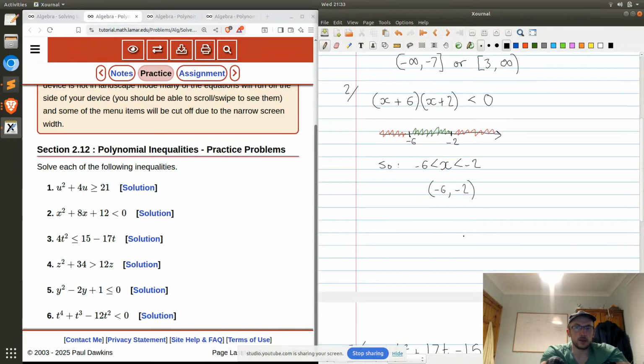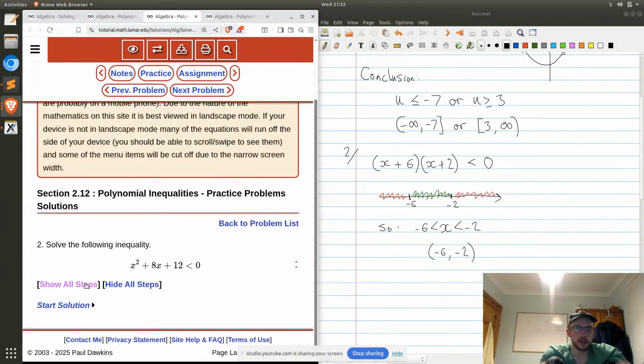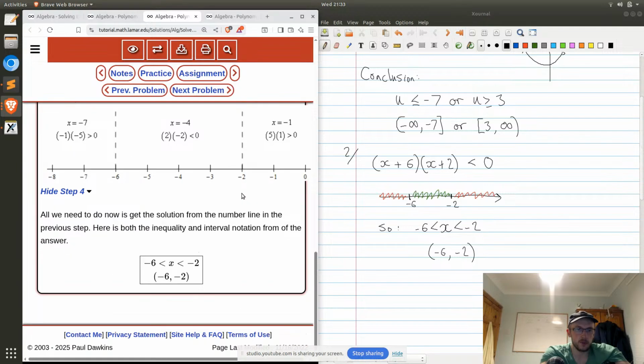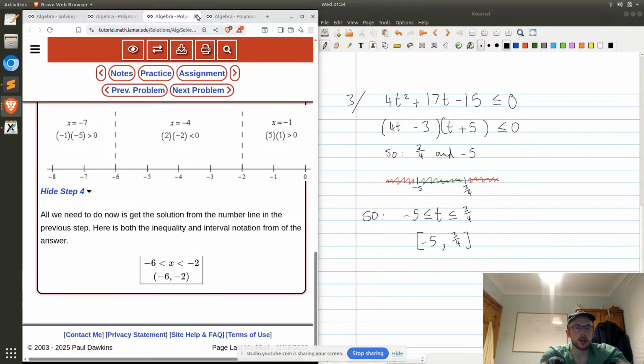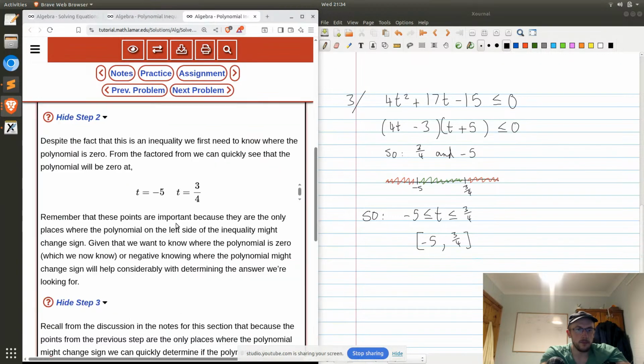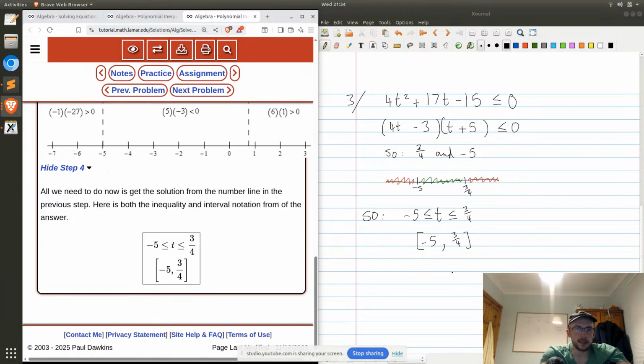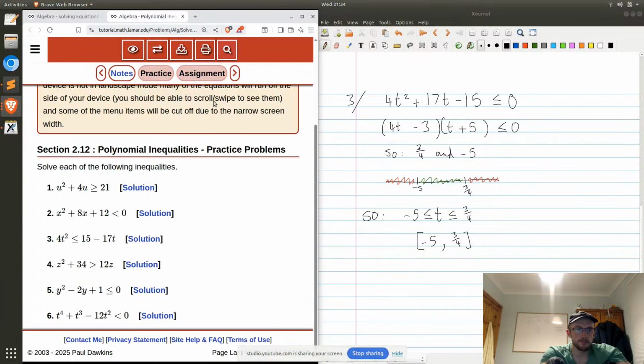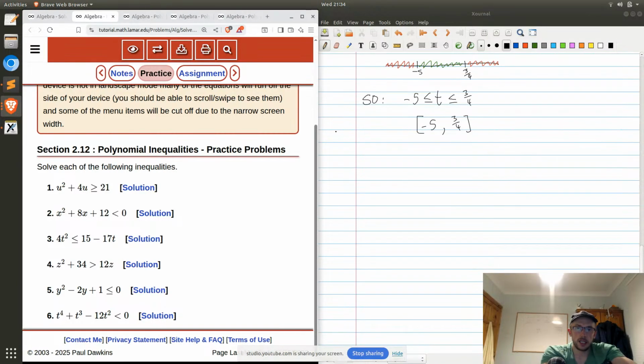And now to check. Everything must be checked. Forever and ever. Check, check, check. Okay, that is correct. Next one. That is correct. Problem 4, 5, and 6. Here we go. For problem 4, I subtract 12z.